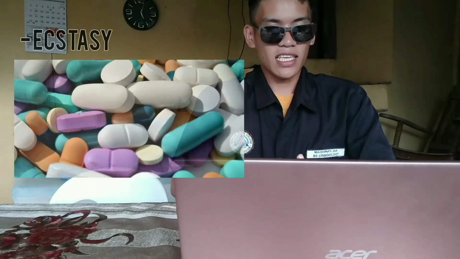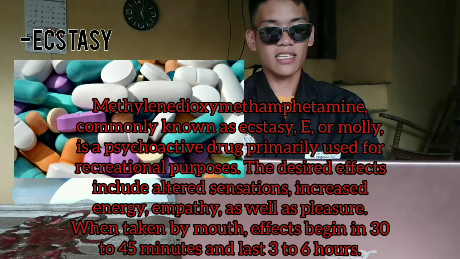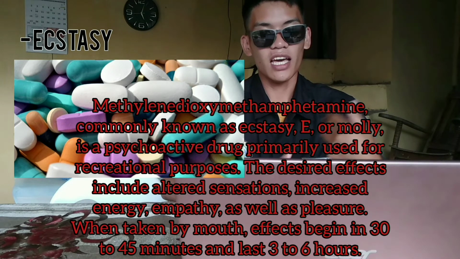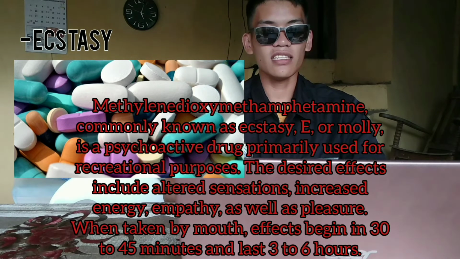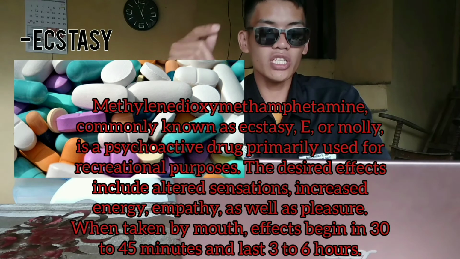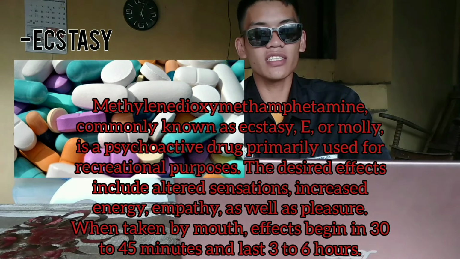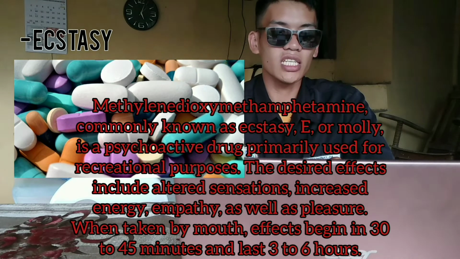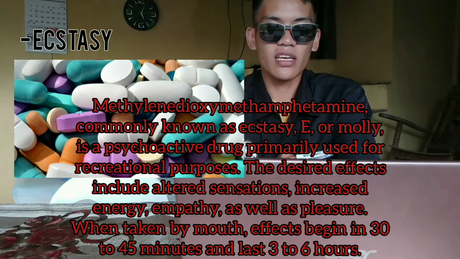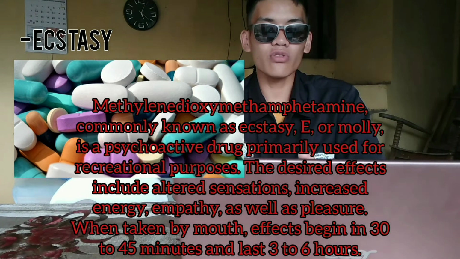What is ecstasy? Ecstasy is composed of methylenedioxymethamphetamine, commonly known as ecstasy or molly, a psychoactive drug primarily used for recreational purposes. The desired effects include altered sensation, increased energy, empathy, as well as pleasure. When taken by mouth, effects begin in 30 to 45 minutes and last up to 3 to 6 hours.